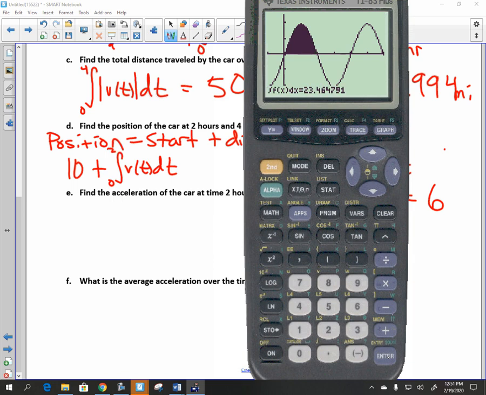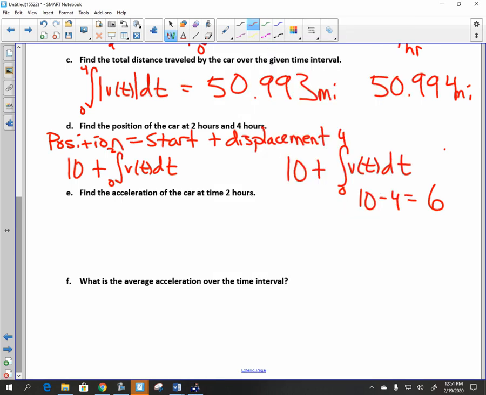23.464. I like to just cut it off. I don't like to round. I feel like I make fewer mistakes that way. So I have 10 plus, what do we get? 23 point what? 464. So that would be 33.464 mile marker. I'll just put MI for mile instead of mile marker.